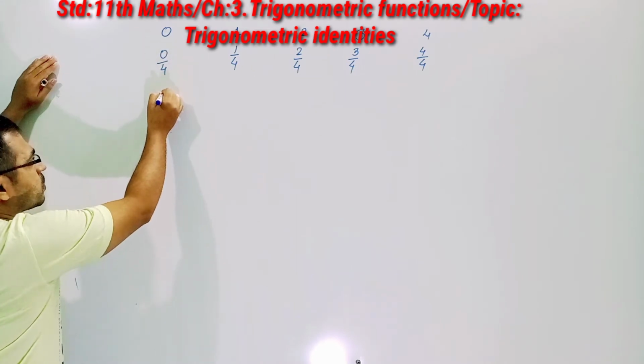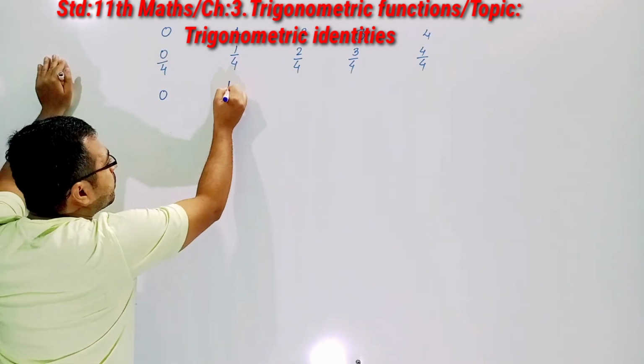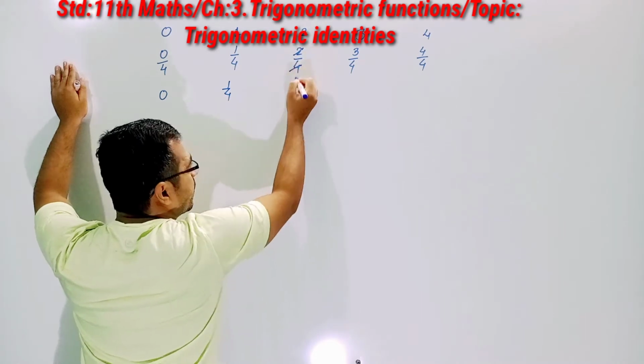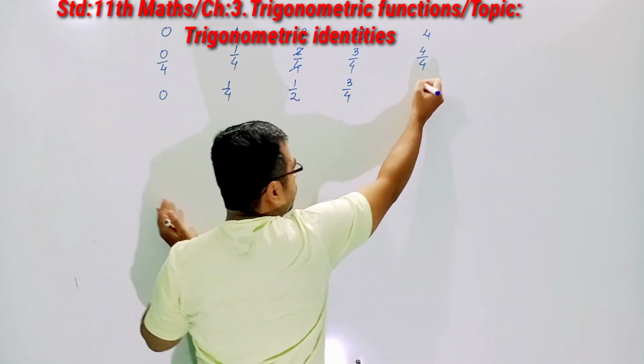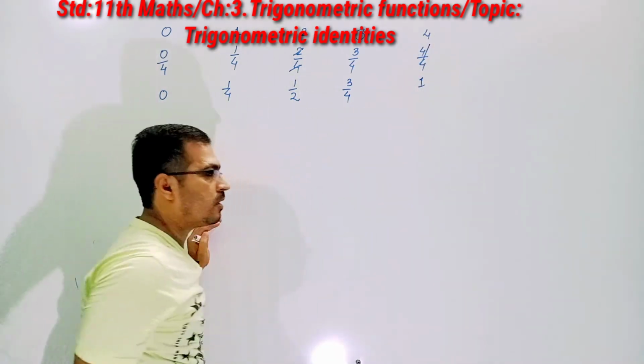So 0 divided by 4, so obviously 0. 1 divided by 4 stays 1 by 4. 2 divided by 4, it will be cancelled out, so 1 by 2. So there will be 3 by 4, and 4 divided by 4 is cancelled. What we are getting? 1.